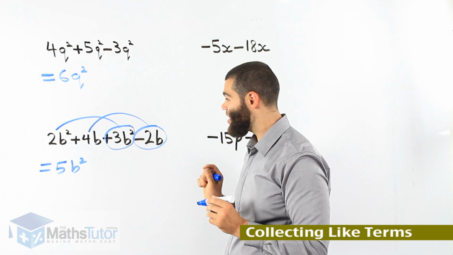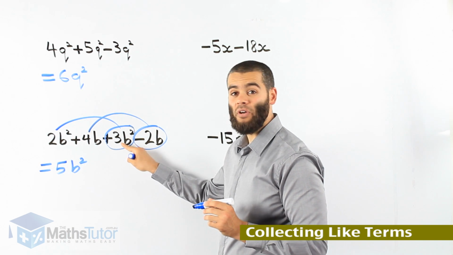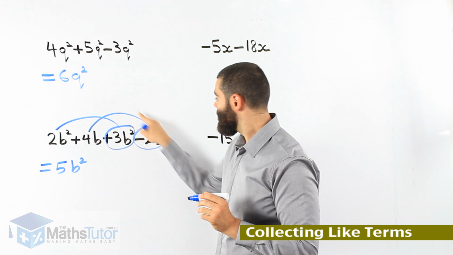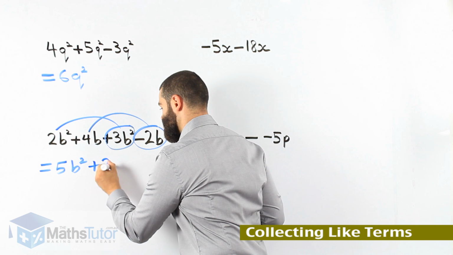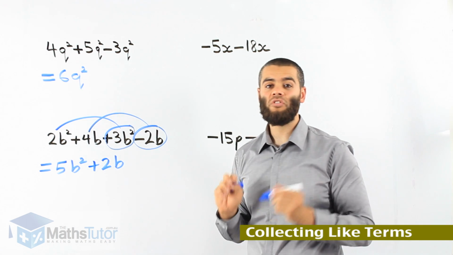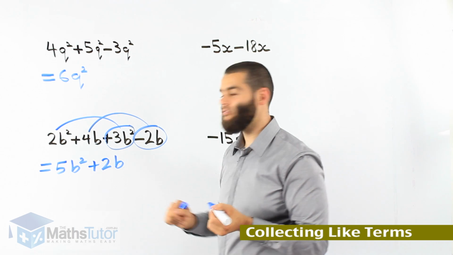And now we do the 4b, positive 4b, so 4b minus 2b. Very critical that you see that. 4b, take away 2b. That plus belongs to the 3. Very important. So 4b minus 2b is positive 2b, because 4 take away 2 is 2. 2 means positive 2. So we write positive 2.